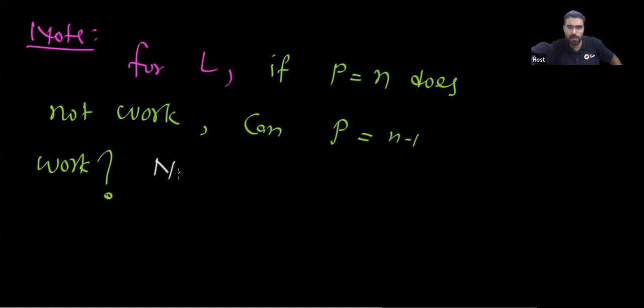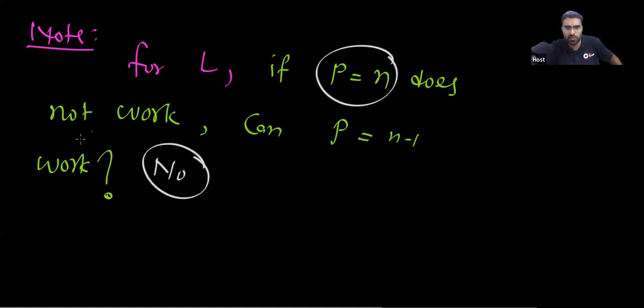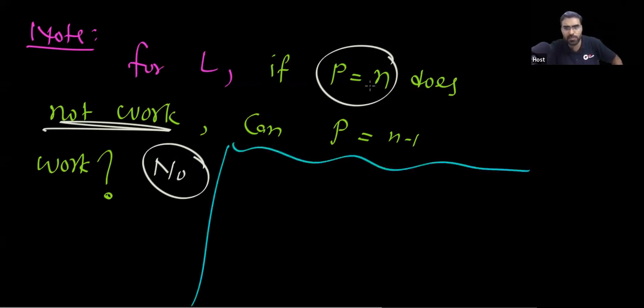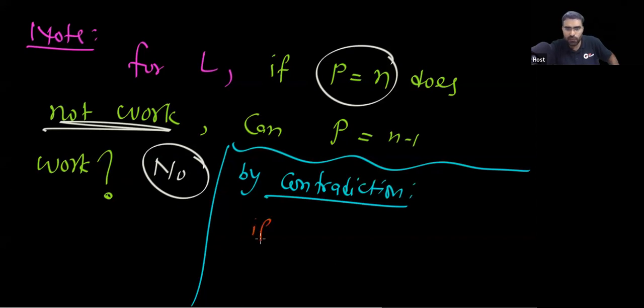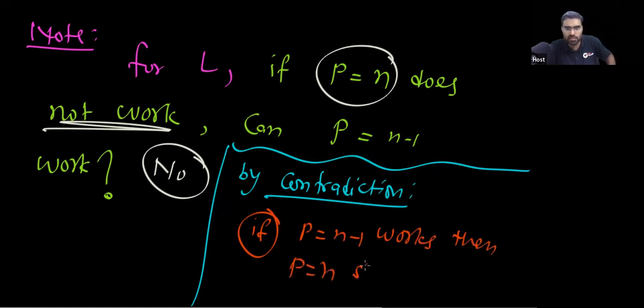Why no? Tell me. If p equal to n is not working, then why will p equal to n minus 1 not work? By contradiction. If p equal to n minus 1 works, then p equal to n should also work. Correct or not? So that is the reason I can say, if p equal to n is not working, then p less than n will never work.